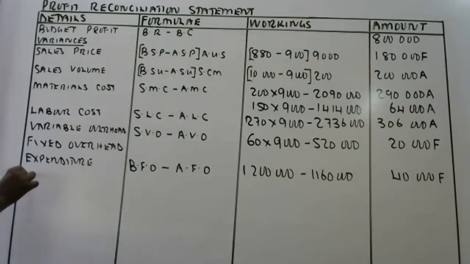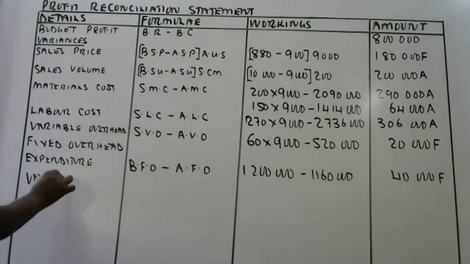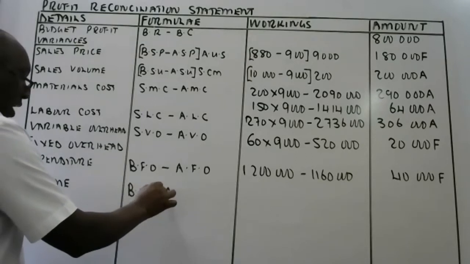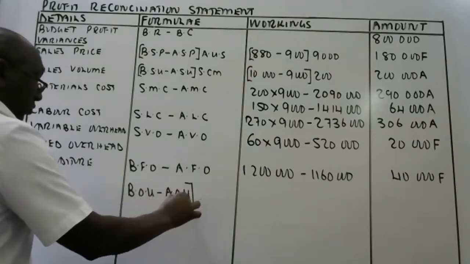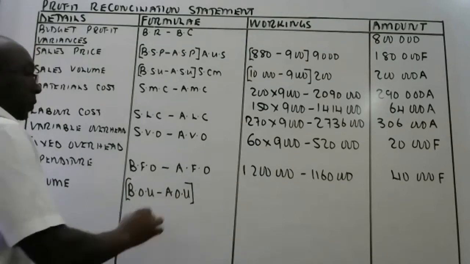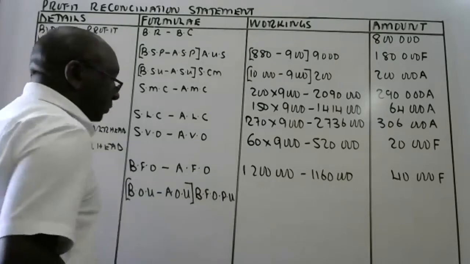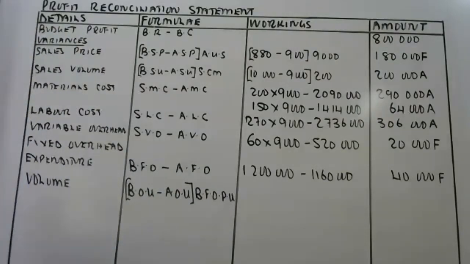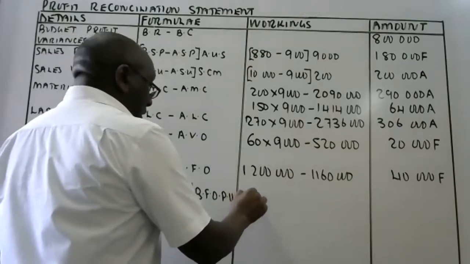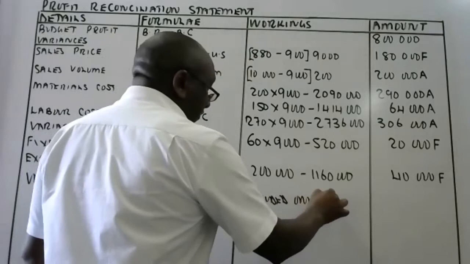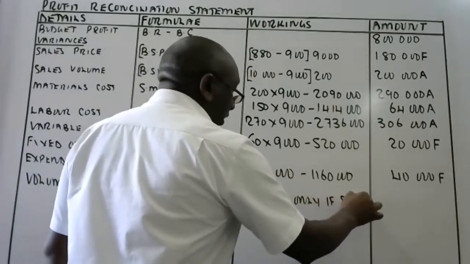Haya, hiyo ingine ni volume. So volume tulikuwa tumesema ni budget output units minus actual output units. You multiply by budget fixed overhead per unit. Now this one utaandika hivi, included only if stocks exist.